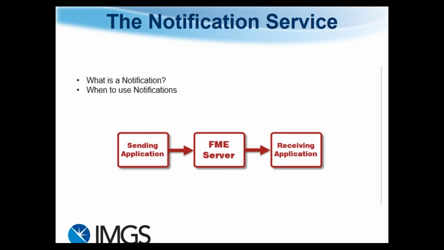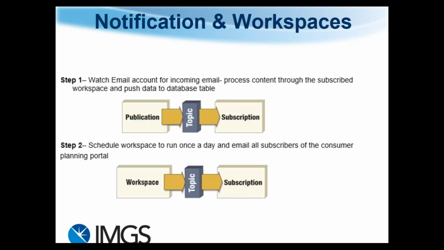So in this example, an incoming email for those users who just registered to the consumer portal interface, the details of which are then sent to FME Server. And then we create outgoing notifications to alert users to an event that has taken place on FME Server through the receiving application. It sounds quite complicated, but what I'm going to demo is a two-step process. Step one, watch an email account for incoming email. We're going to process the content through a subscribed workspace and push the data into a database table.